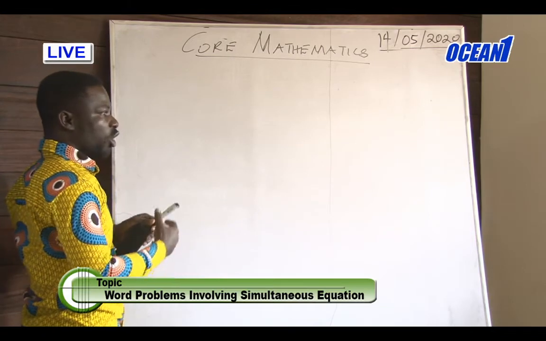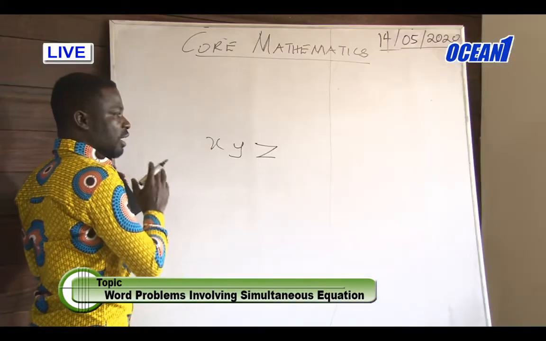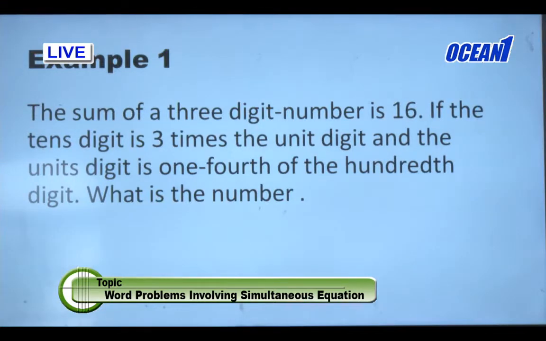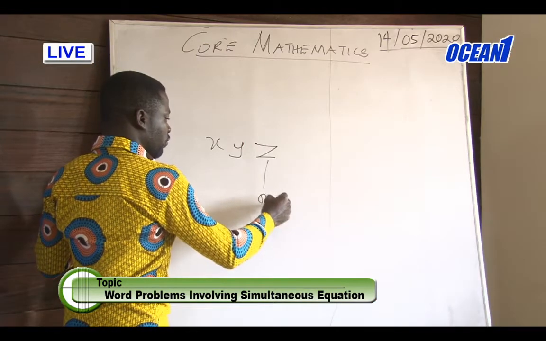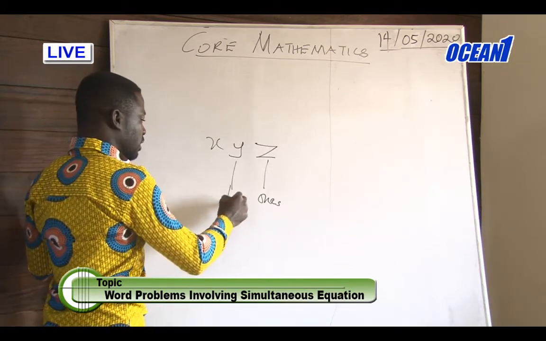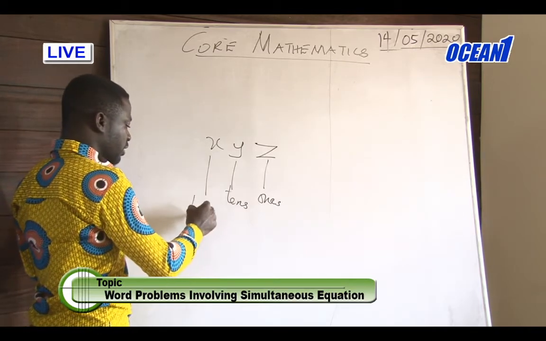Now all 3-digit numbers are made up of 3 digits. So if I have, let's say, xyz, which is a 3-digit number, please, the last time I told you that xyz is not a product of x, y, and z. We are talking about a number here. So xyz now is a number. The z here refers to the ones position. That is z ones. The y here is tens. That is y tens. Then the x here is hundreds.